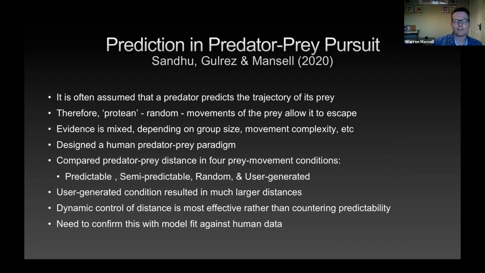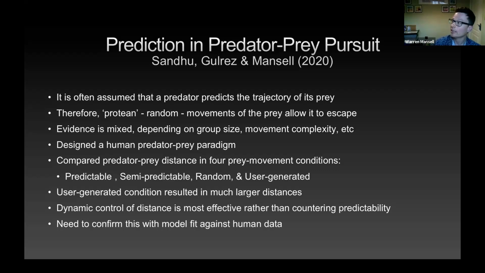The other piece of work that I've done started with a master's project, and then I brought in Tauzeef, who's here today, which is great. This is working in a predator-prey paradigm. In that field, it's often proposed that prey move in what's called a protean way, which is a randomly generated way.